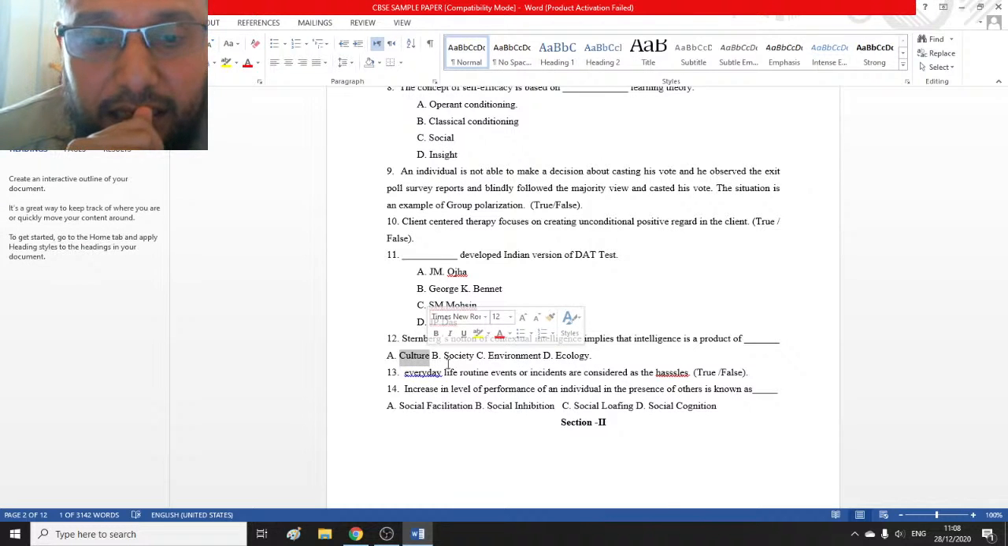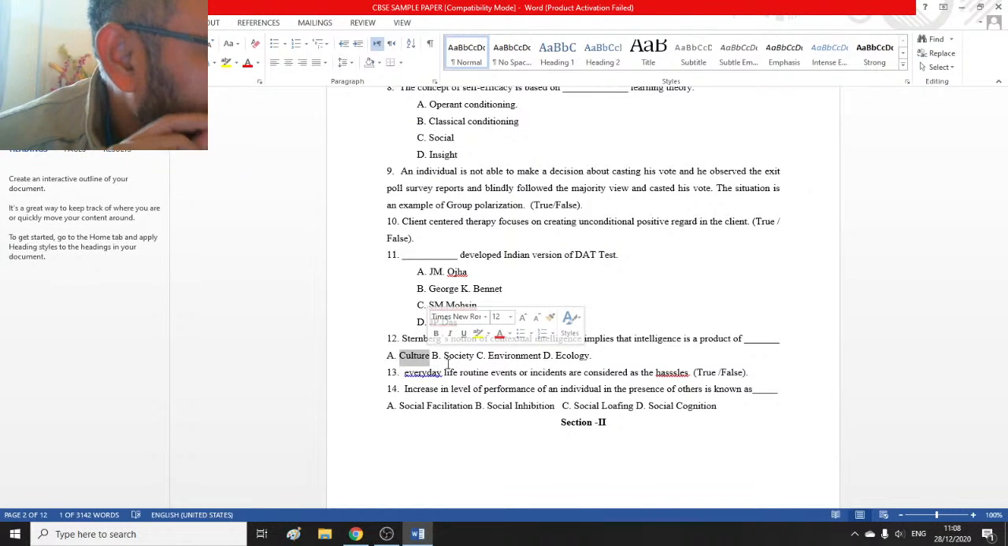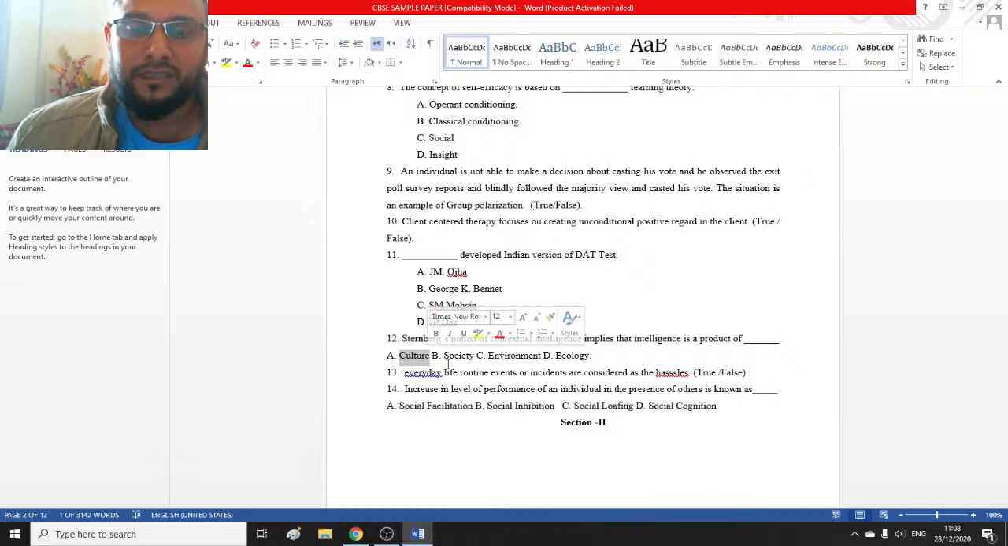Now, everyday life routine events or incidents are considered as hassles. Yes, the daily life events from the Meeting Life Challenges chapter 3, it is true. Everyday life routine problems like the traffic problem, water shortage, electric problem, these are all actually the hassles in our day-to-day life.